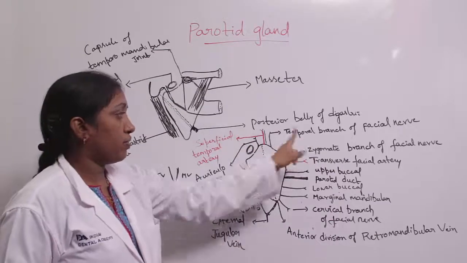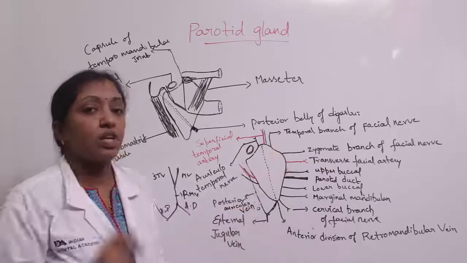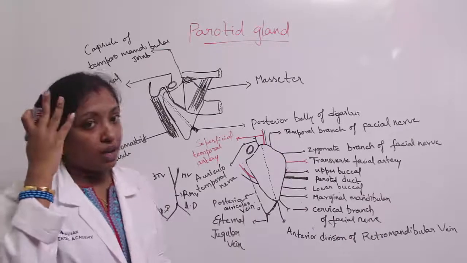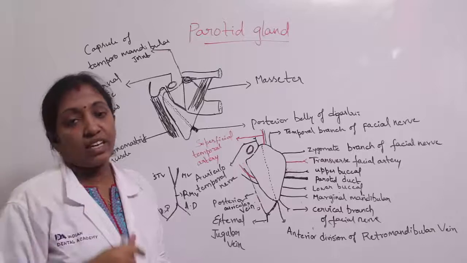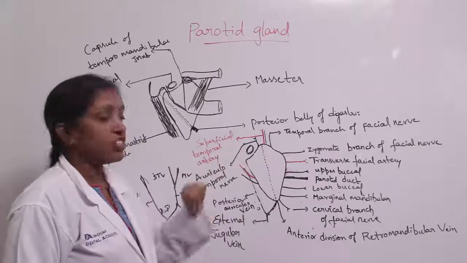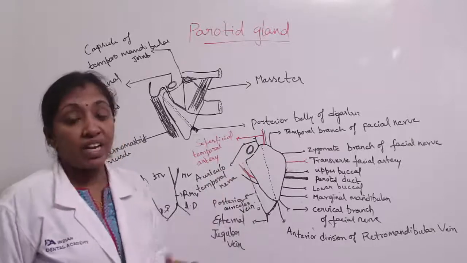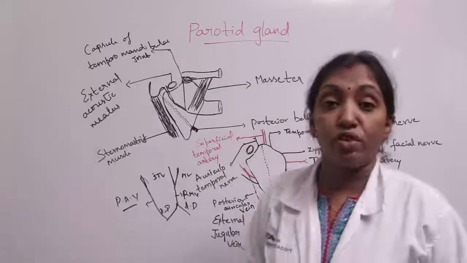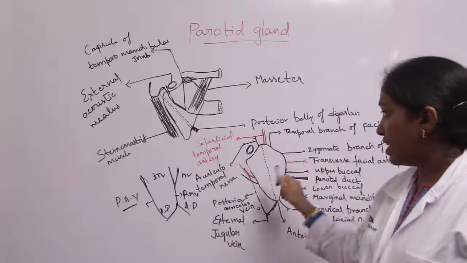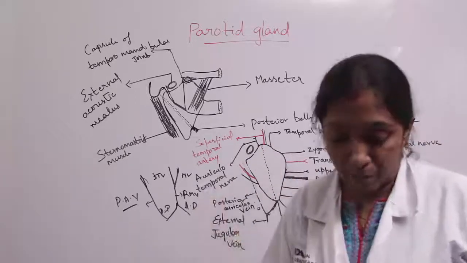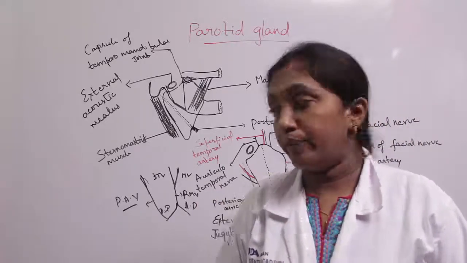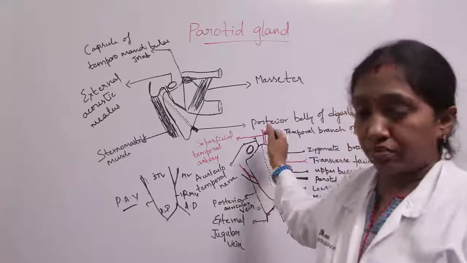You know that the temporal branch of facial nerve supplies the muscles here, the frontalis muscle and also the orbicularis muscle, and the corrugator supercilii; it supplies the muscles of facial expression. The superficial temporal artery is a terminal branch of the external carotid artery. It also emerges from the base, and the auriculotemporal nerve is a branch from the posterior division of the mandibular nerve. So this is about the base.